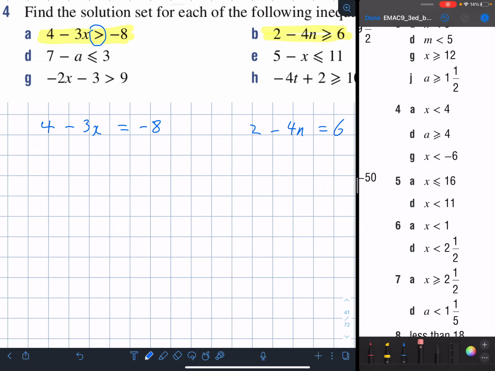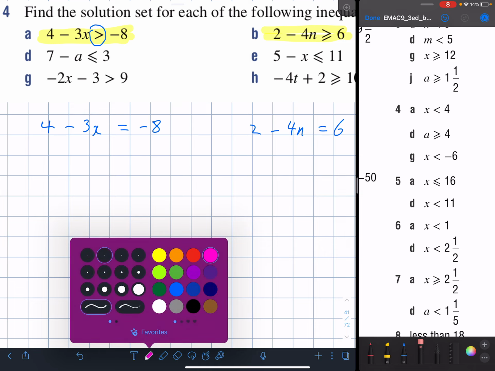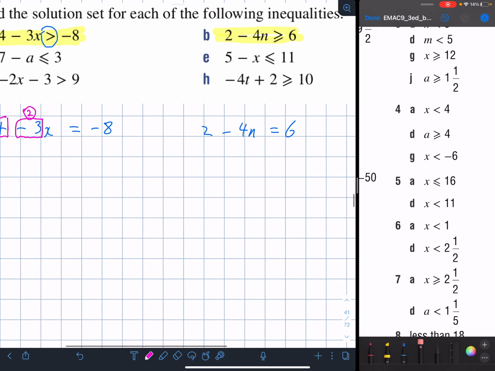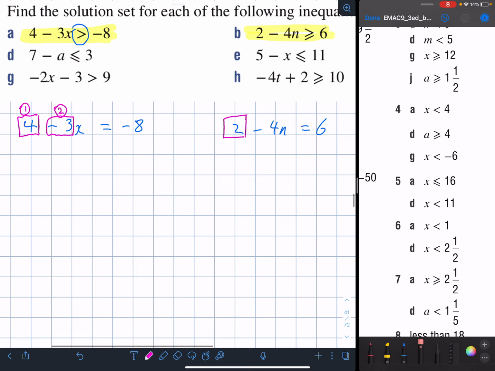When it was an equation, so it had an equal sign, our steps would have been, number one, to remove the 4 from the left-hand side of the equal sign, and then secondly, remove the negative 3 from both sides of the equal sign. Similarly, for the one on the right, we would have removed the 2 from the left-hand side, and then we would have removed the negative 4 from the left-hand side of the equal sign.